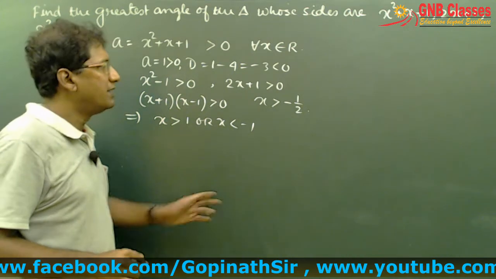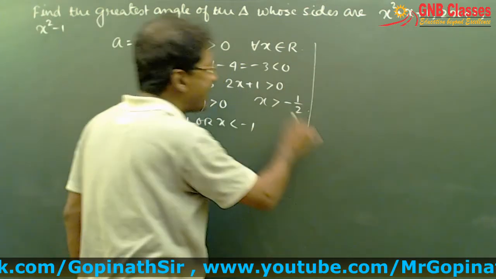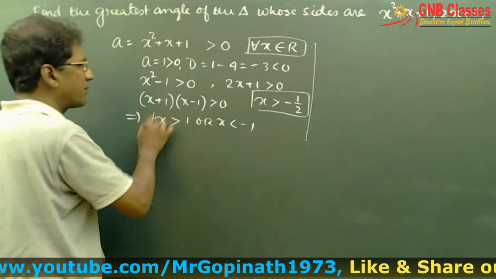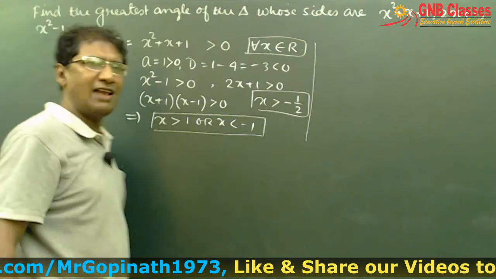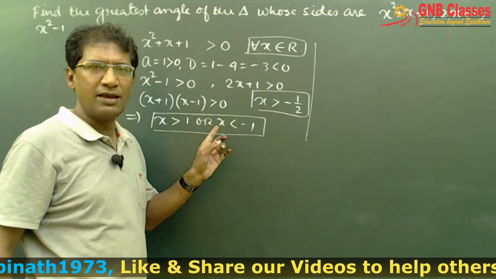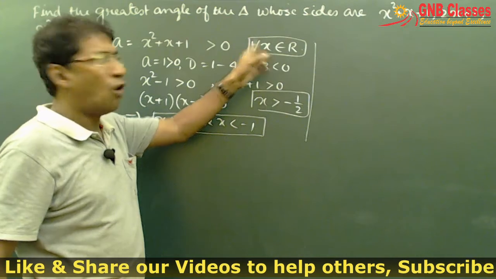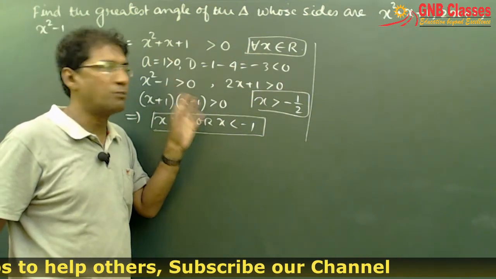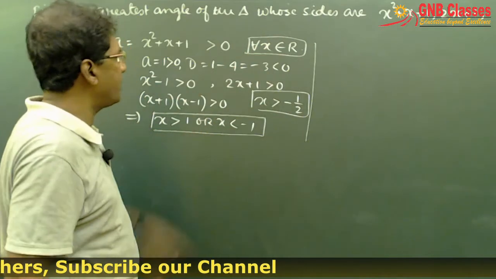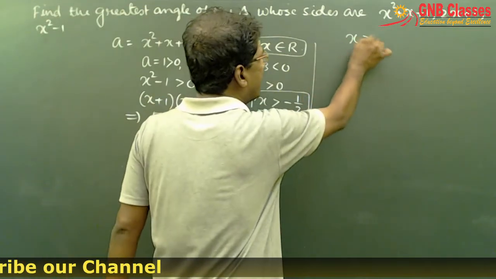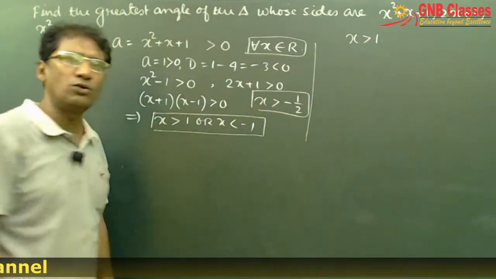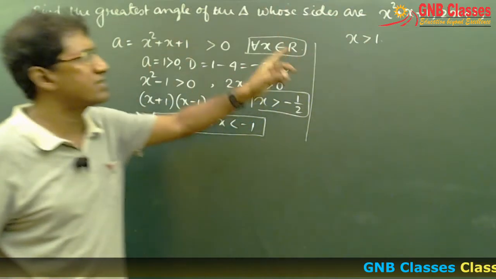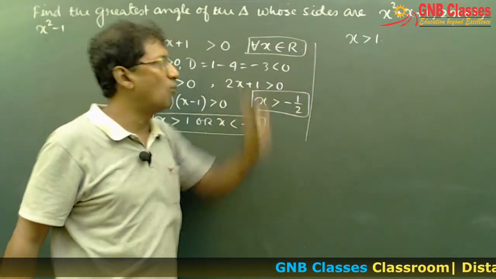Is it clear to all of you? Now, what should be the values of x combining these three, such that all these conditions are satisfied, that is, all the sides are positive? Combining these three, we can say that x is greater than 1, satisfying all those conditions. So in this problem, for the sides which are given to us, x is greater than 1.